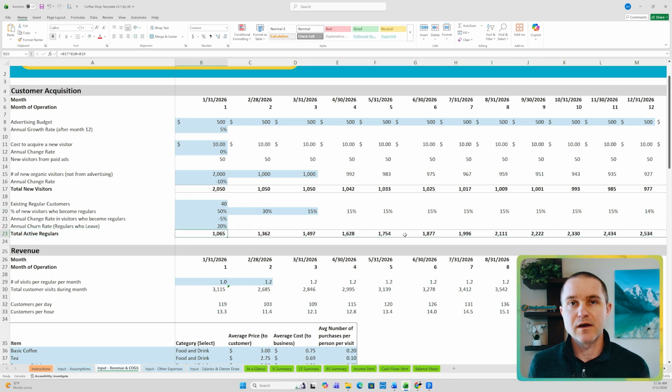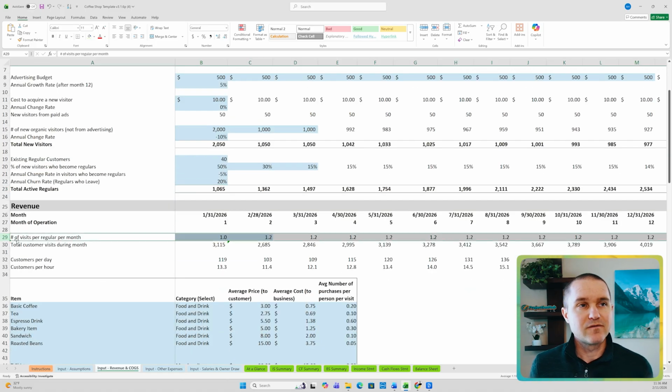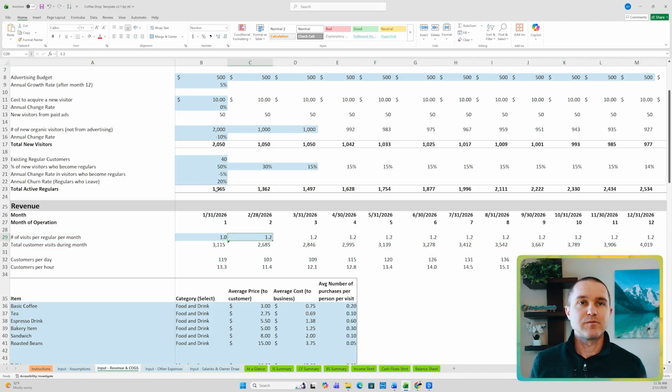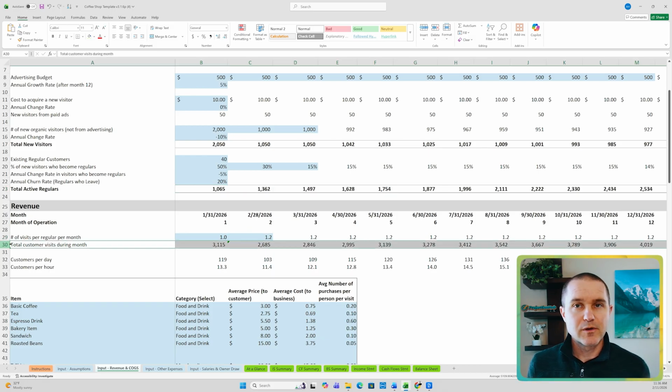Now we've got this calculation of total active regulars. These are the folks that come back on some regular basis, a monthly basis, maybe not daily, but they're coming back monthly, let's say. So we can set the number of visits per regular per month. On average, these people we're considering regulars are going to come 1.2 times per month. Based on all that, what we're getting to is the total number of customer visits we think we're going to get in a month.